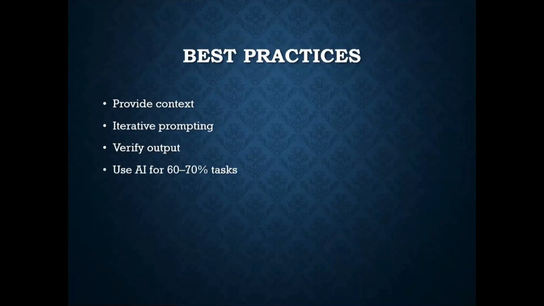developers. What are the best practices? Provide the context, use iterative prompting, verify the output, and use AI for 60 to 70% of the task. I would say 60 to 70 is very conservative, but 80 to 90% you can say on the safer side.